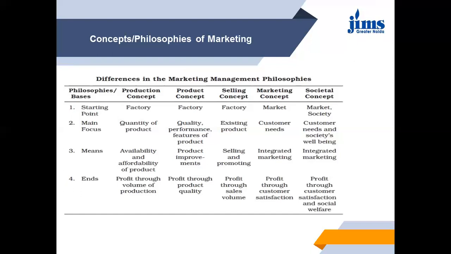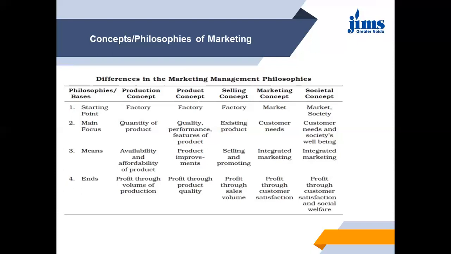Then the means or tools used. For the production concept, the means is creating affordability for the customer, making the products massively available in the market, or making products at such a low cost that customers get attracted to buy them. Similarly, we have the product concept, where product improvement is the basic means. Over the years, the product should be improved, the quality should be improved. While the selling concept talks about aggressive selling and promotion, the marketing concept talks about integrated marketing, and the societal concept is also based on integrated marketing to serve the society and customers.